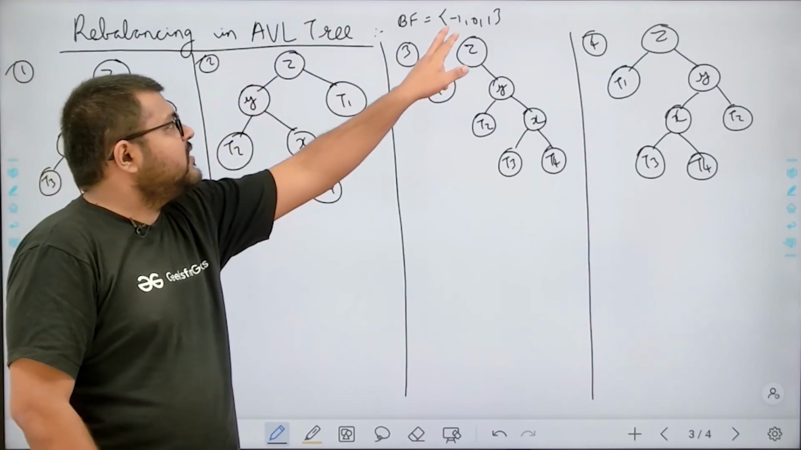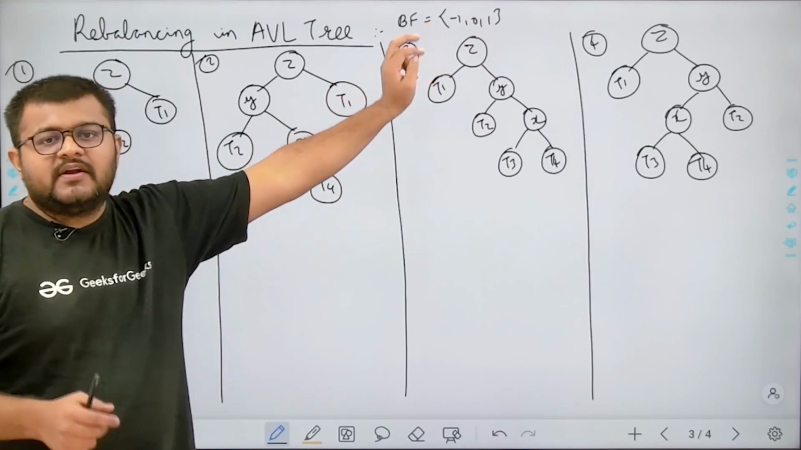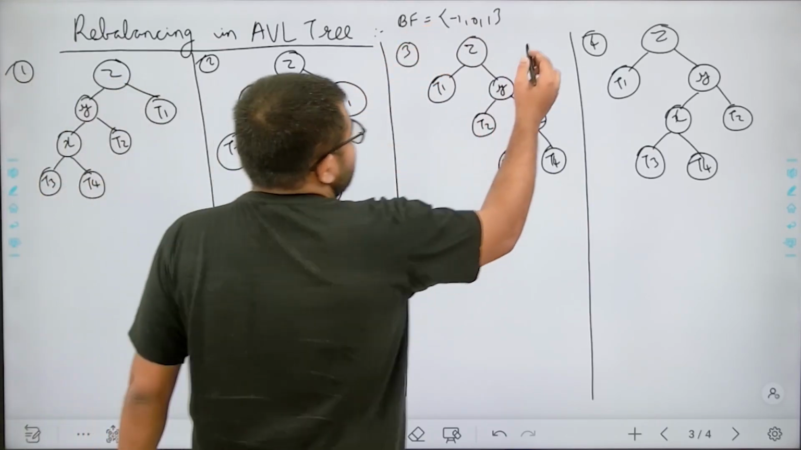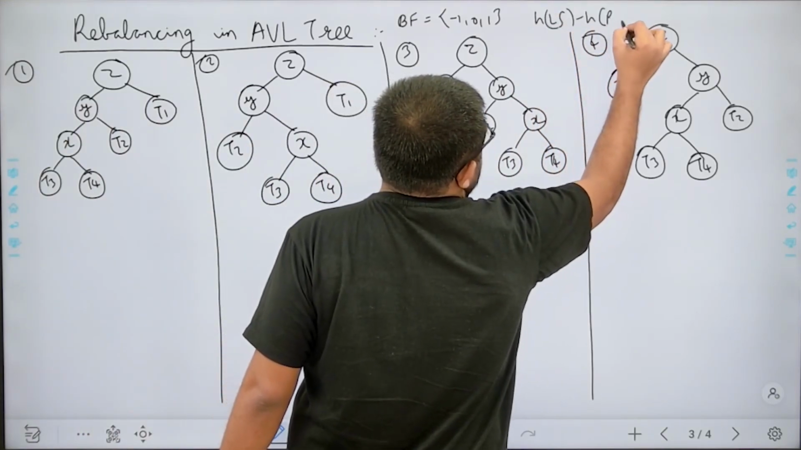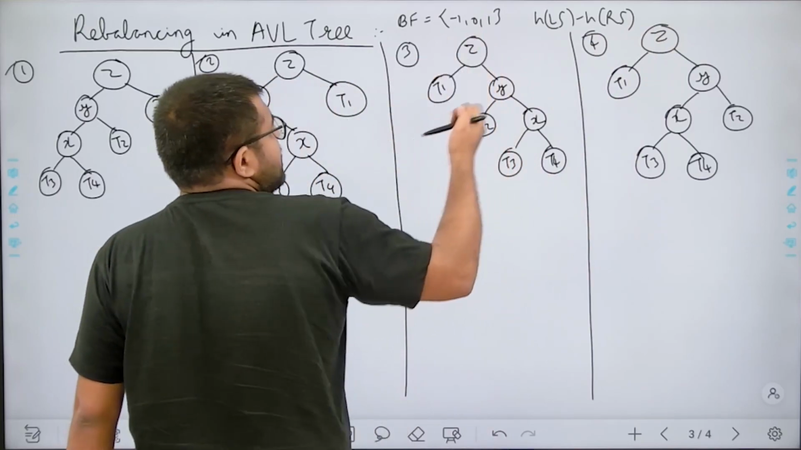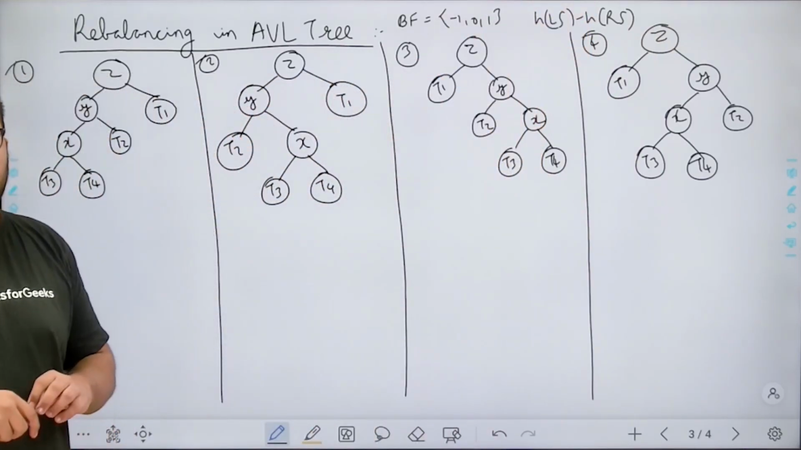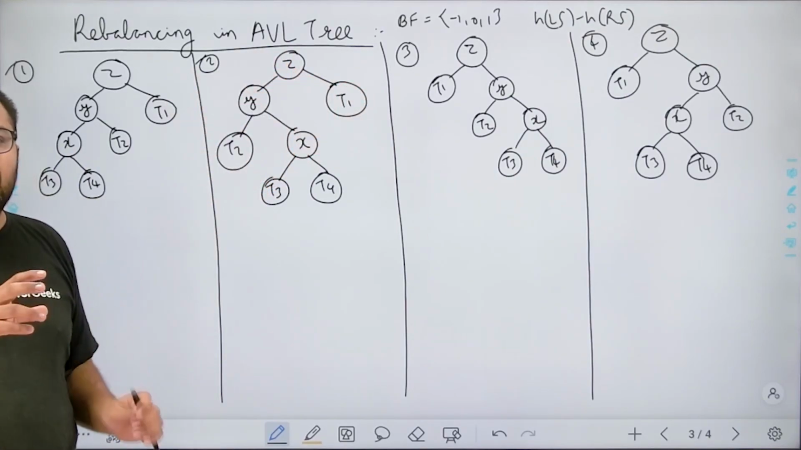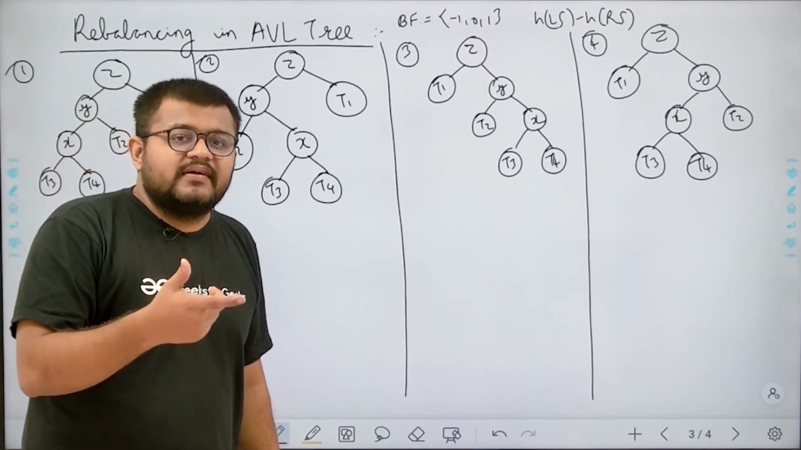For each node, if it is 0, it means both the heights are the same. If it is -1, it means the height of the right subtree is 1 more, because this is nothing but the height of the left subtree minus the height of the right subtree, right? And if it is 1, it means that the left subtree height is 1 more than the right subtree. But if it is anything else than this, then it means that the tree is disturbed by the deletion and it needs rebalancing.